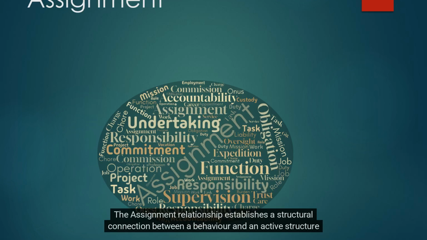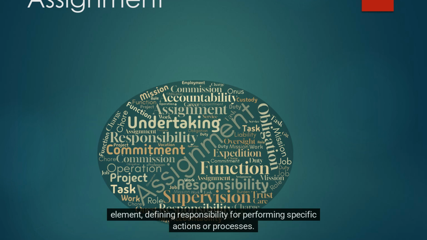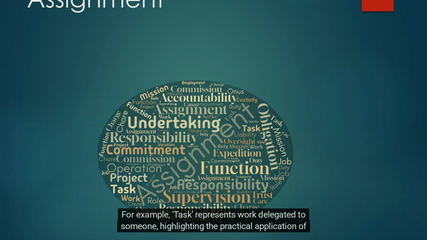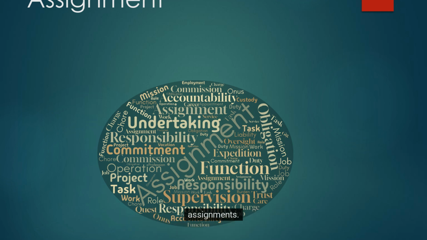The assignment relationship establishes a structural connection between a behavior and an active structure element, defining responsibility for performing specific actions or processes. This relationship is crucial for modeling accountability and clarifying who or what is responsible for executing particular tasks. For example, task represents work delegated to someone, highlighting the practical application of assignments.